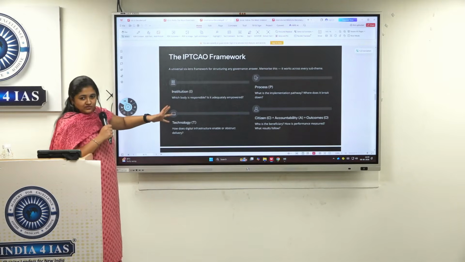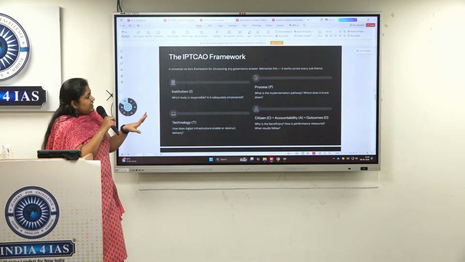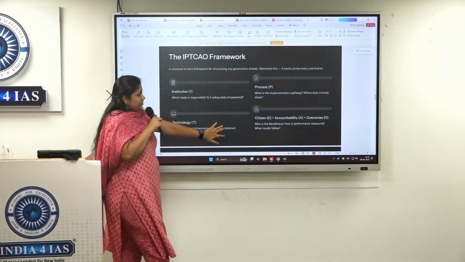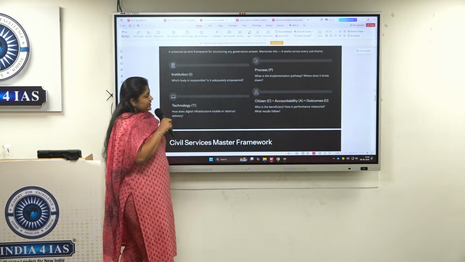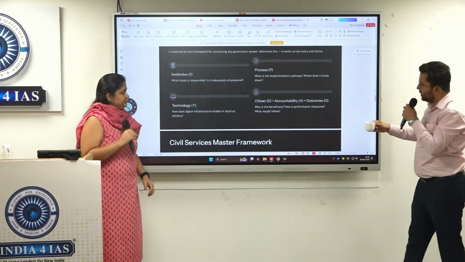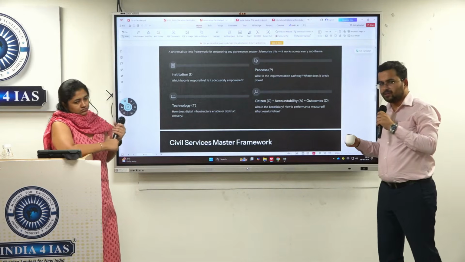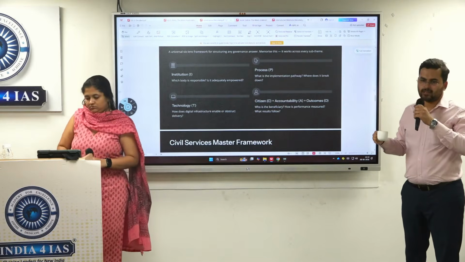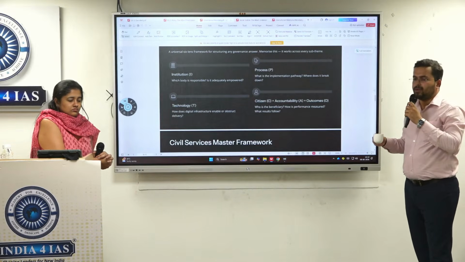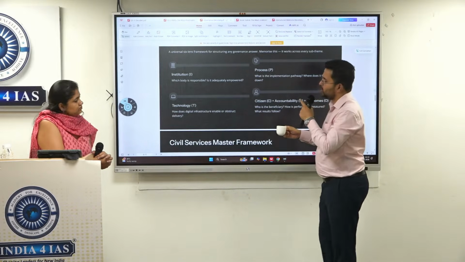So we have come up with one more approach: a universal 6-lens framework for structuring any governance answer. Again, different lenses: institution, technology, process, citizen, accountability, outcomes. You can take it as a single entity, and you can again break it into a number of points. The first is institution. Any question in governance that comes, there will be a certain body, a certain institute that is responsible for it. We had a direct question on the Competition Commission of India, in 2023, I guess. So there is a body. What is it? How is it empowered?